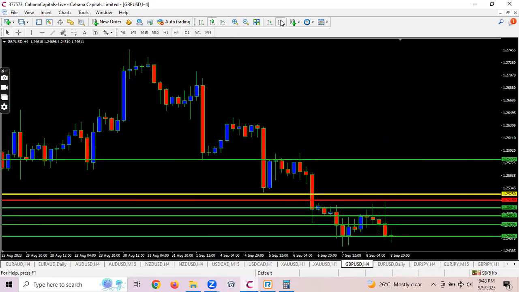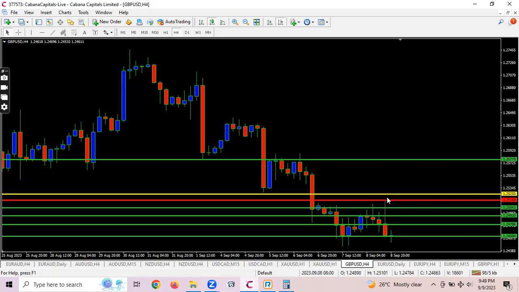Weekly and daily pivot. As you can see, the market is trading below the weekly and daily pivots. You can see that price tried to break out from this level, but they couldn't last week. There was an attempt to test this level, and they couldn't break out from that level.